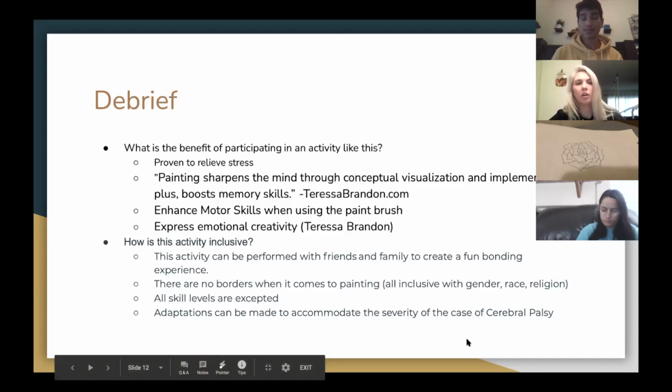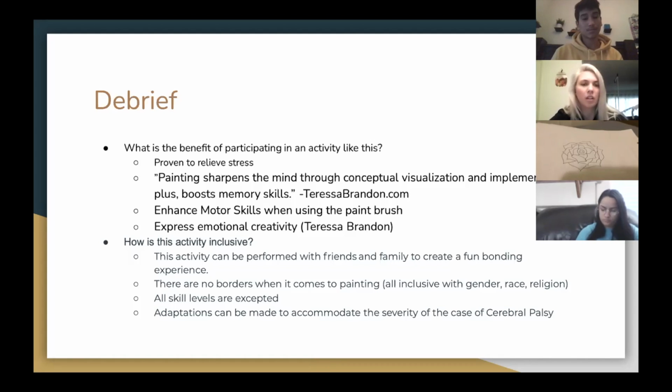So how is painting or just this activity inclusive? This activity can be performed with friends and family to create a fun bonding experience. It doesn't need to be with just people who have cerebral palsy, so they can bring in their friends and their family members, parents, caregivers. There's no borders when it comes to painting, so it doesn't matter what gender, race, religion you are. Everyone is welcome. All skill levels are accepted. Clearly, as you can see, I do not know how to draw, so you don't have to know how to paint or draw to be in our Positive Painting of Palsy.